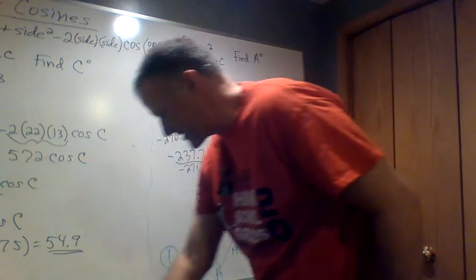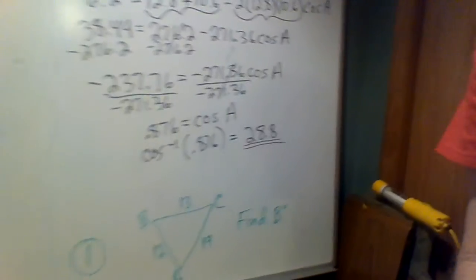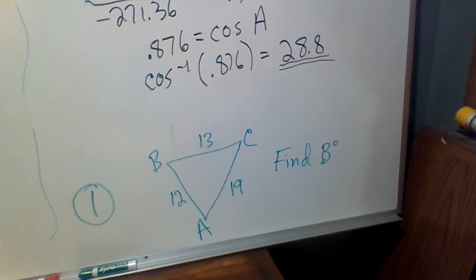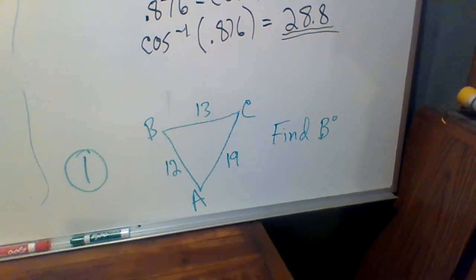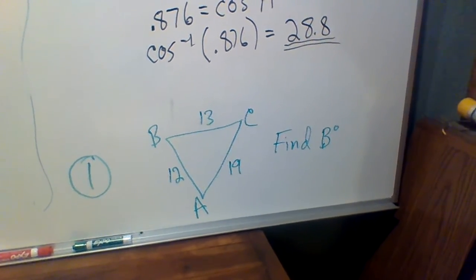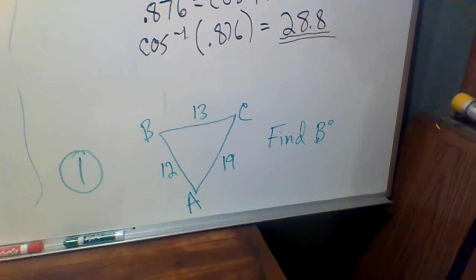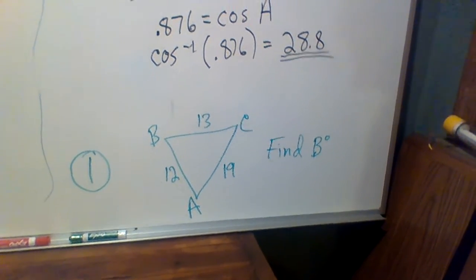Last thing here, let's check your homework or assignment. There's the picture. You've got 12, 13, and 19 in that triangle, and we're finding angle B. So you're solving for angle B this time. Just submit that answer in your journal. You'll get your credit.